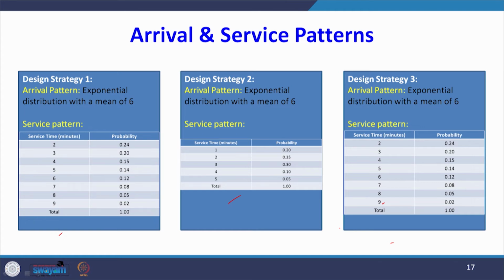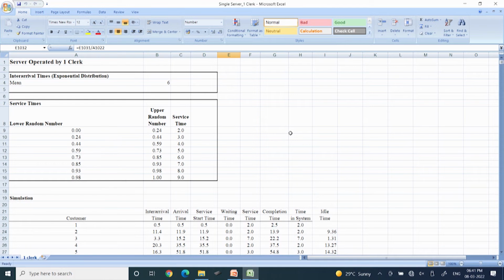Now, I will go back to the Excel. Here is the server operated by 1 clerk, strategy number 1. The inter-arrival time follows an exponential distribution, mean is 6. The service pattern follows an empirical distribution, so the probabilities and the service times are given.